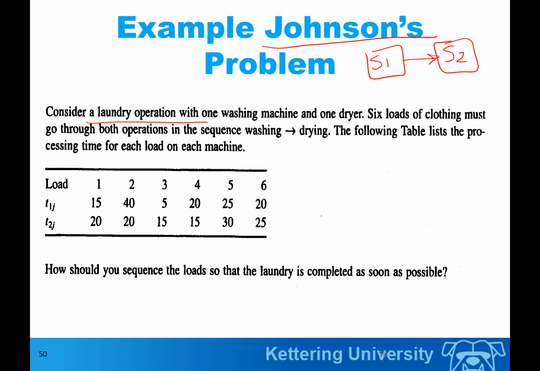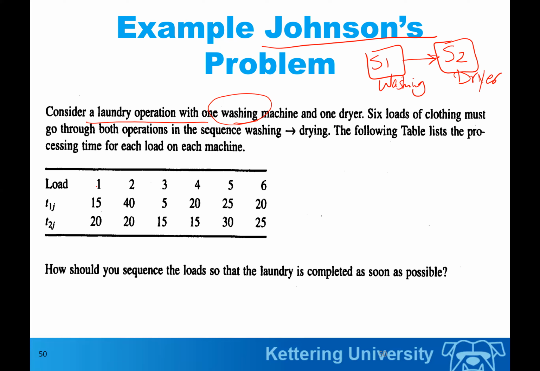So when you have a laundry operation, you will first go from the washing machine, you will wash, and you will go to the dryer. Okay, so from washing machine to dryer. So you cannot change the order. All the jobs, or all the products, all the clothes will first go to the washer and then they will go to the dryer. Okay.